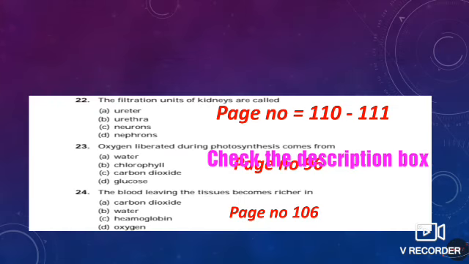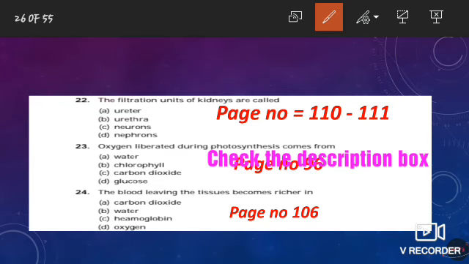Now question number 22. As you can see, the question is: the filtration unit of the kidney is called. The filtration units of the kidneys are nephrons. So the answer is D. Now the next question: oxygen liberated during photosynthesis comes from. The answer A is correct, that is, water. Question number 24: blood leaving the tissue becomes richer in CO2. So answer A is correct.